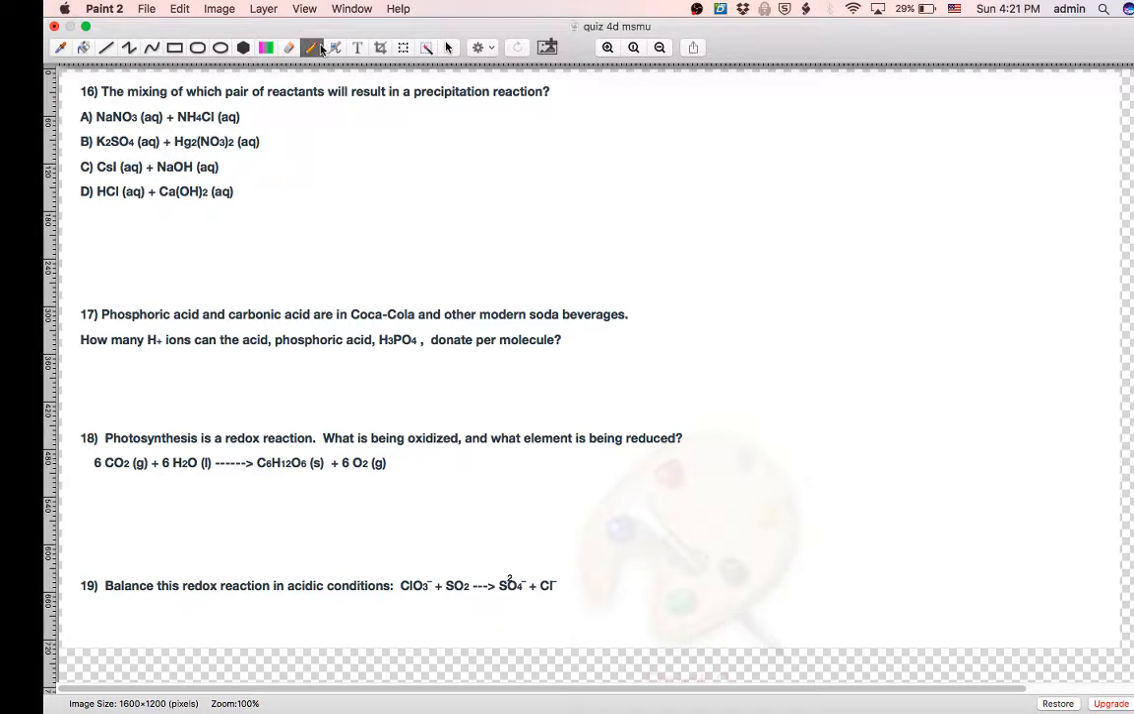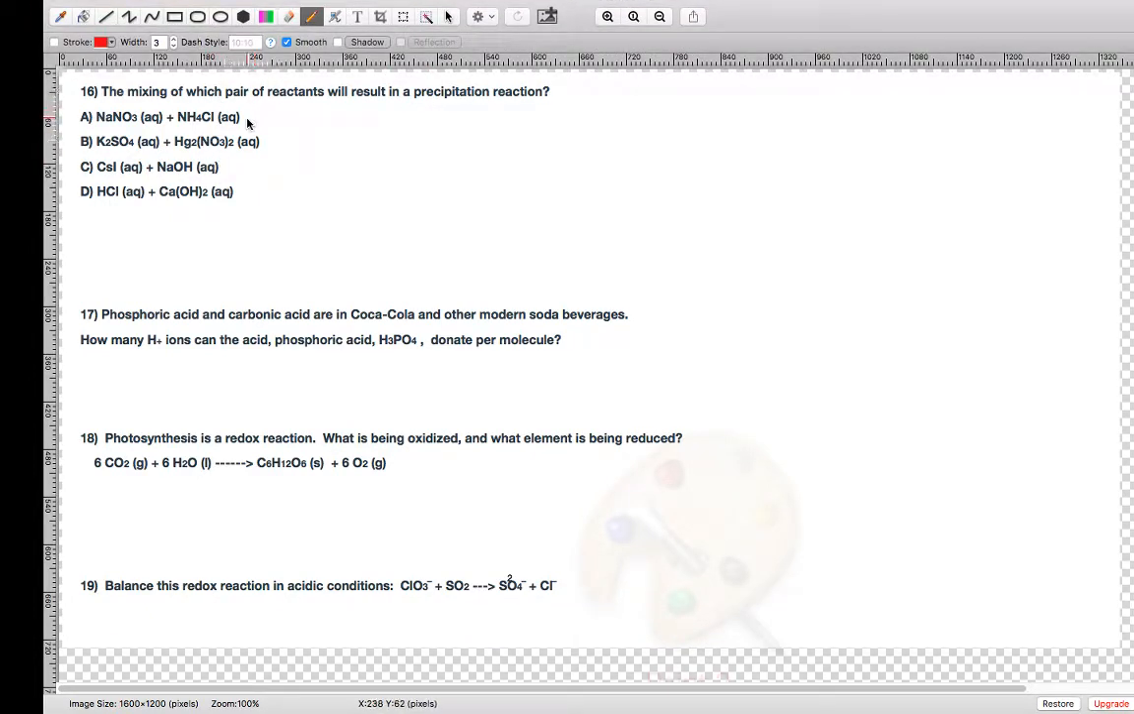Which of these will produce a precipitation reaction? In other words, which of these is going to produce a solid? Well, to figure that out, you need to write down the products. Now, these are all ionic compounds. There are two of them in each of these choices. So that means we're going to get the double displacement or double replacement reaction.